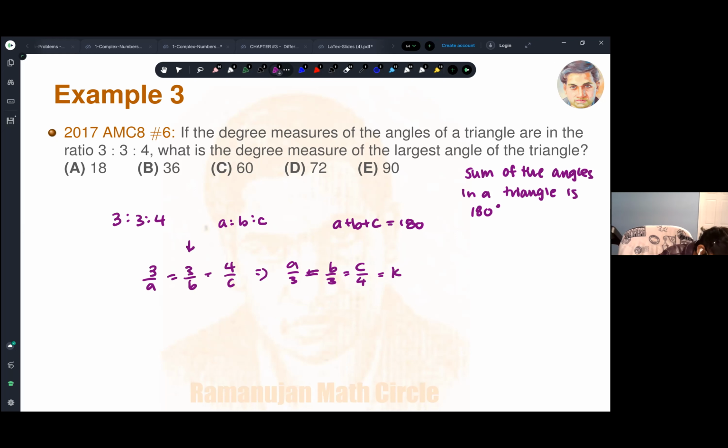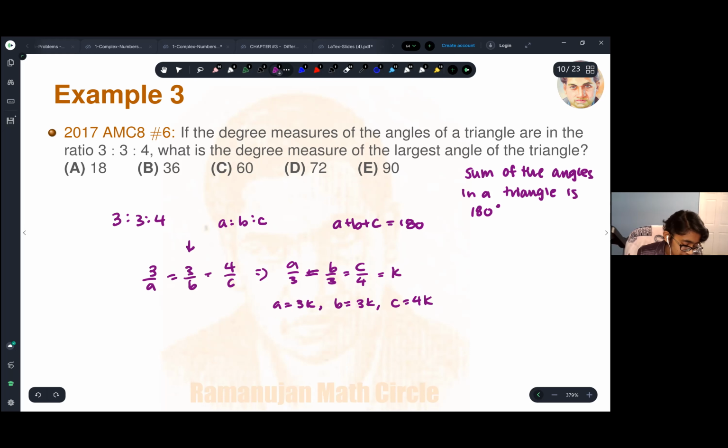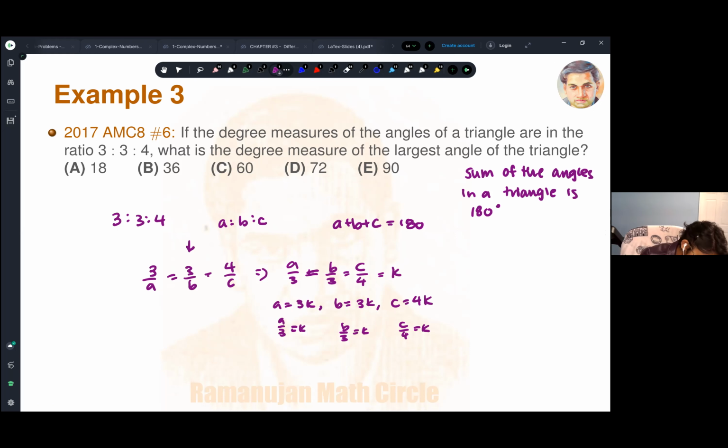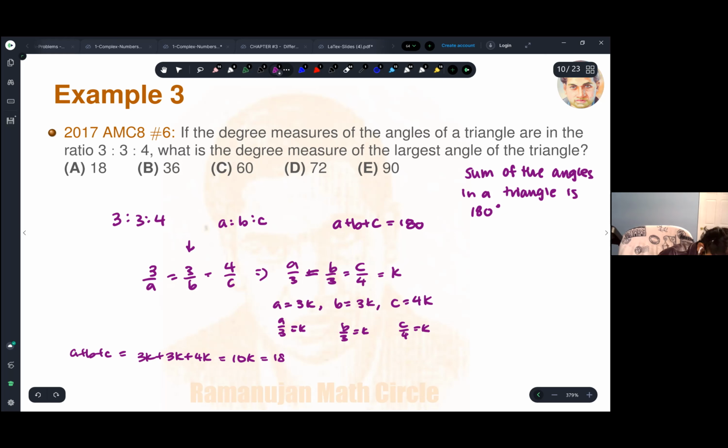What we're going to do now is we have that A is equal to 3K, B is equal to 3K, and C is equal to 4K. If you just multiply, do each one. So if you have A over 3 equal to K, B over 3 equal to K, C over 4 equal to K. Okay, so we have that. Now we're going to plug that into the sum. So A plus B plus C is equal to 3K plus 3K plus 4K is equal to 10K, which is equal to 180 degrees. Dividing both sides by 10, we get K is equal to 18 degrees.